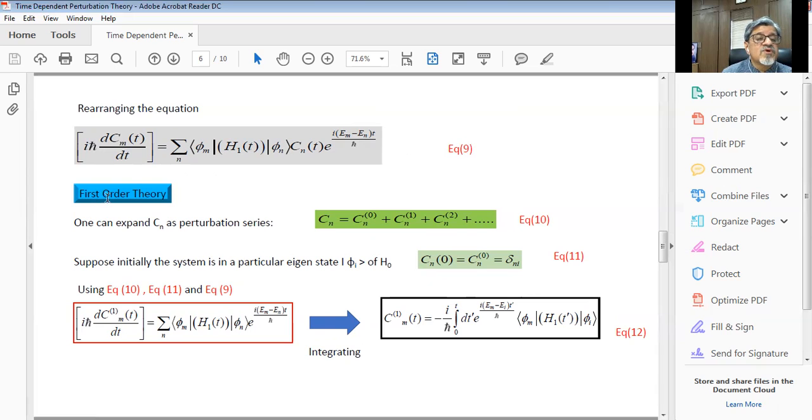Now we come to the first order theory. One can expand Cn as a perturbation series. We have seen in the time independent perturbation theory that it can be expanded into a perturbation series.